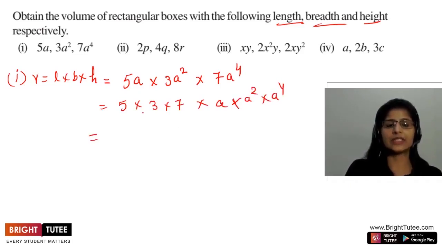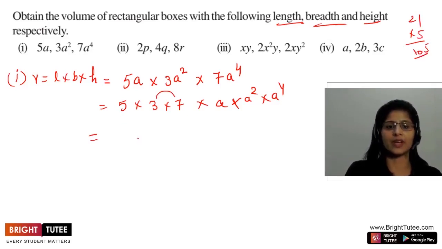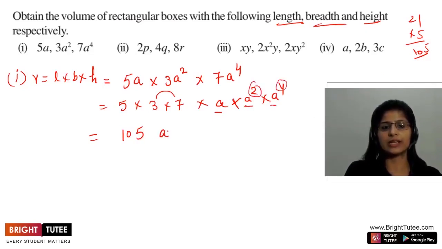So 7 threes are 21. 21 into 5 is 105. So 105 a into a square into a. So what will be the total power of a? 4 and 2 is 6, and 1 is 7. This will be the volume for the first rectangular box.